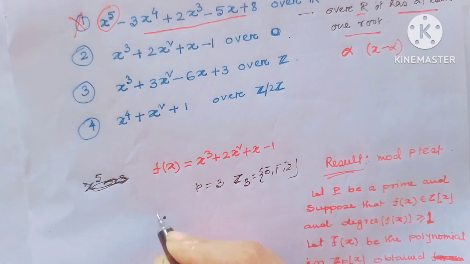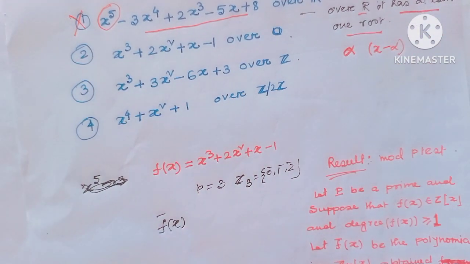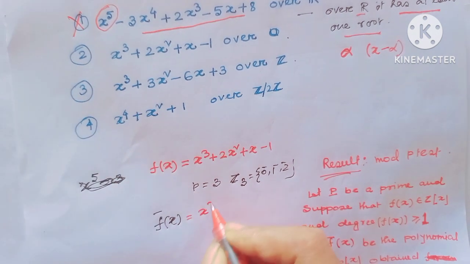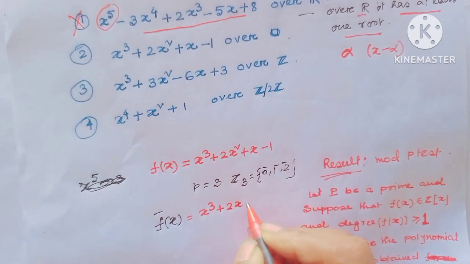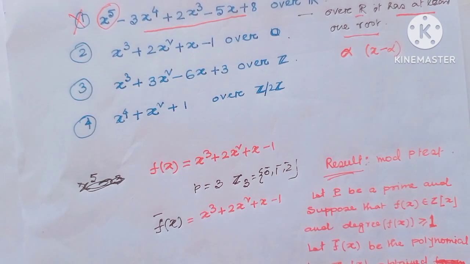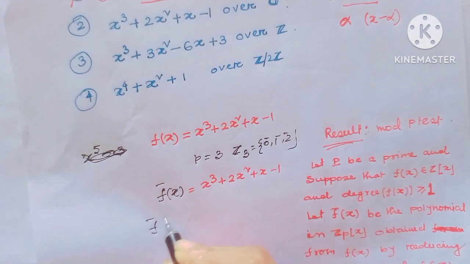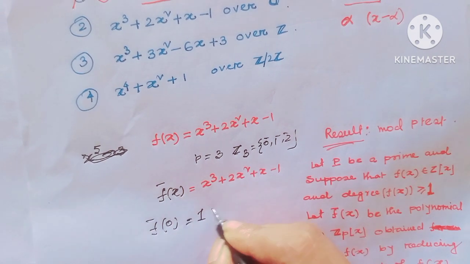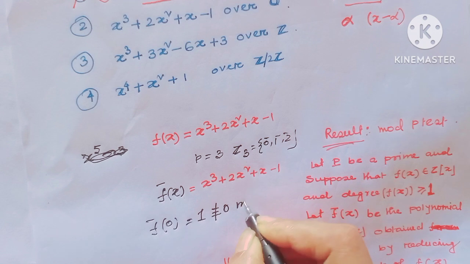And over Z3, the polynomial reduces: f bar x would be x cube plus 2x square plus x minus 1. And notice here f bar 0 is equal to 1, which is not equal to 0 in modulo 3.